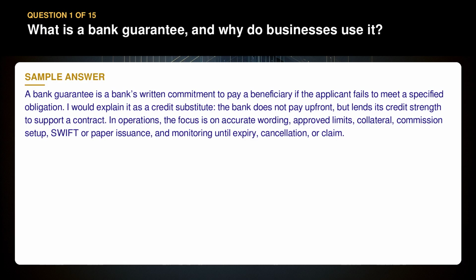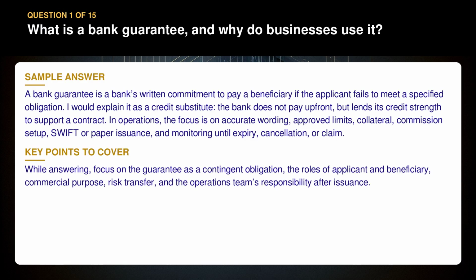In operations, the focus is on accurate wording, approved limits, collateral, commission setup, SWIFT or paper issuance, and monitoring until expiry, cancellation, or claim. While answering, focus on the guarantee as a contingent obligation, the roles of applicant and beneficiary, commercial purpose, risk transfer, and the operations team's responsibility after issuance.